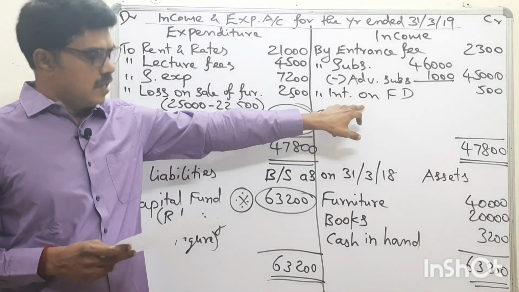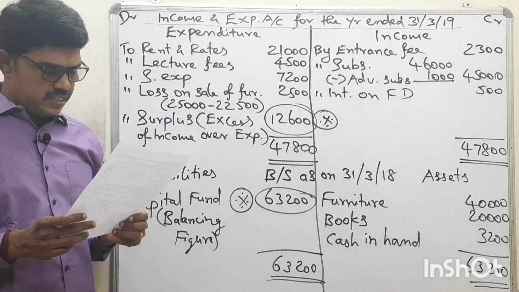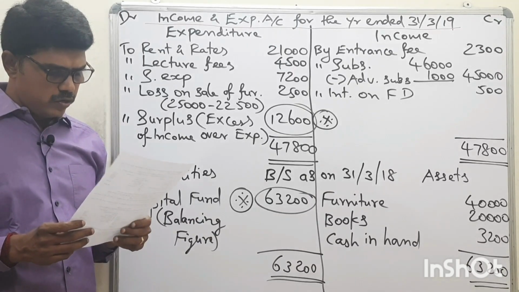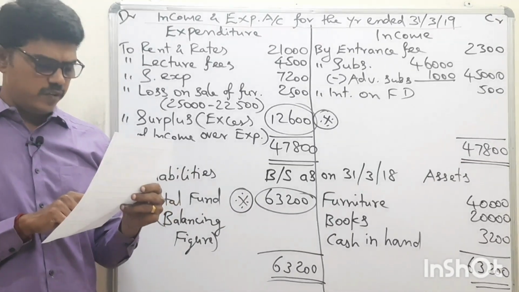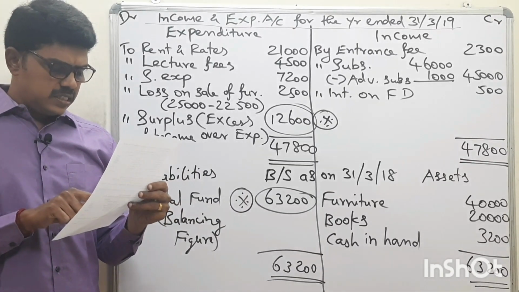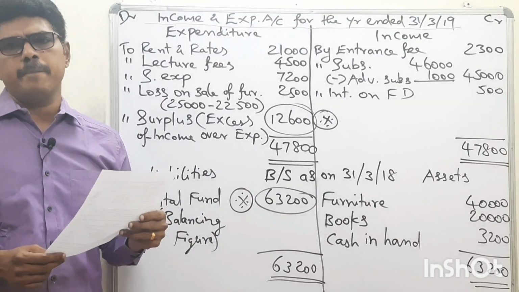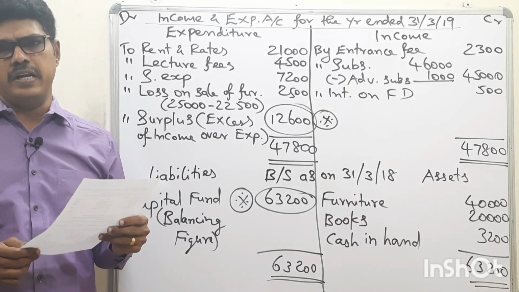This is a recurring income, 500 rupees. Then they have given sale of furniture within bracket 1/4/2018, book value 25,000. There itself they have mentioned what is the book value of the furniture, whereas the amount collected by selling the furniture is 22,500. The 25,000 book value of furniture is sold for 22,500.